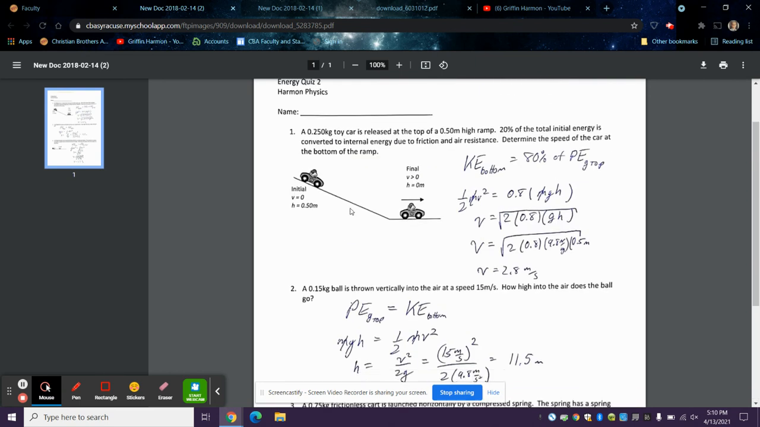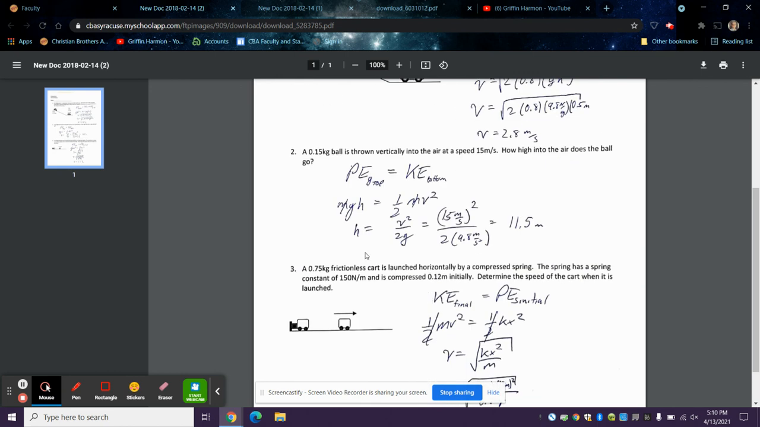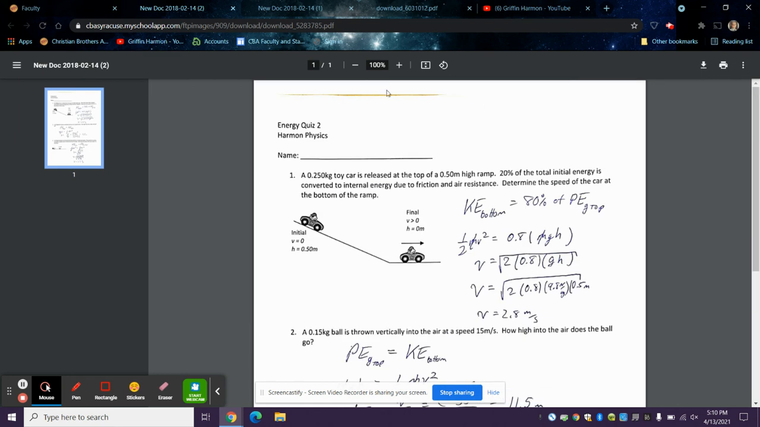Really, really great question. These are the 3 main conservation of energy problems, right? Gravity into kinetic. This one's going from kinetic into gravity. This one's going from kinetic into spring. So take a look at these.